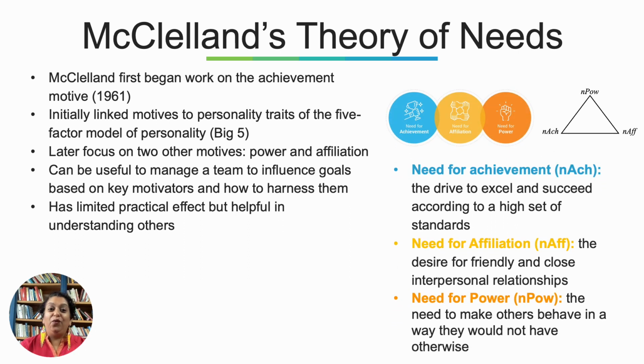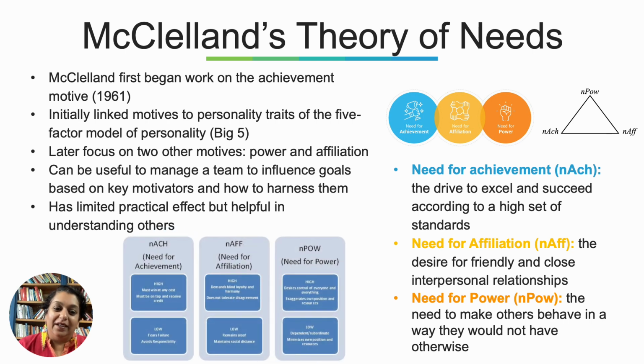As I said, there are 3 elements to this theory of needs. Initially, as mentioned, McClelland started by looking for a need for achievement, which equates to the drive to excel and succeed according to a high set of standards. Further development resulted in identifying that people also have a need for affiliation, more commonly the desire for friendly and close interpersonal relationships, as well as a need for power, or the need to make others behave in a way that they may not have otherwise.